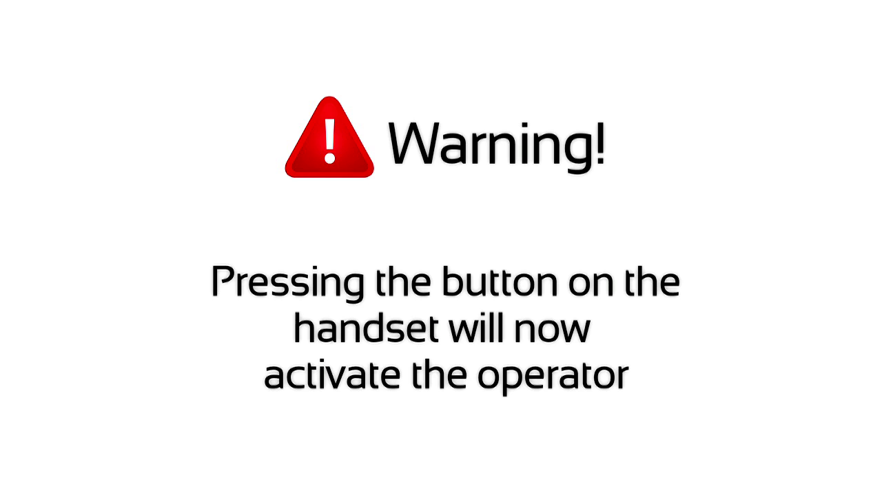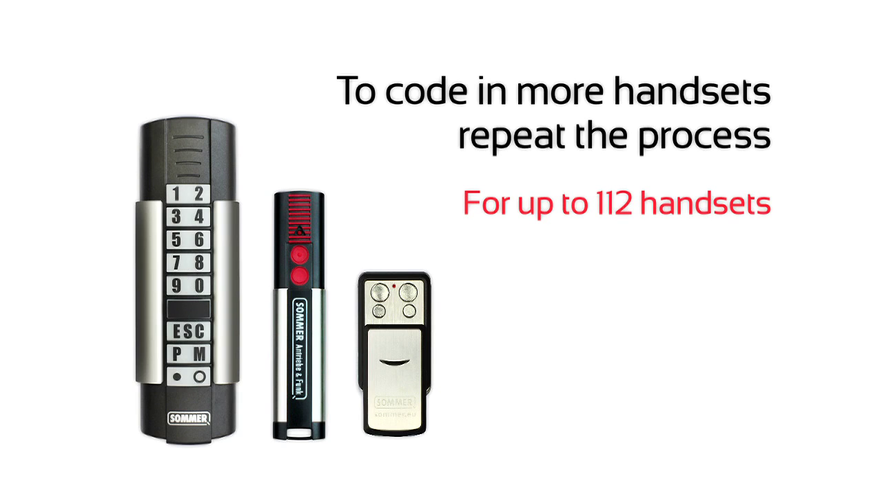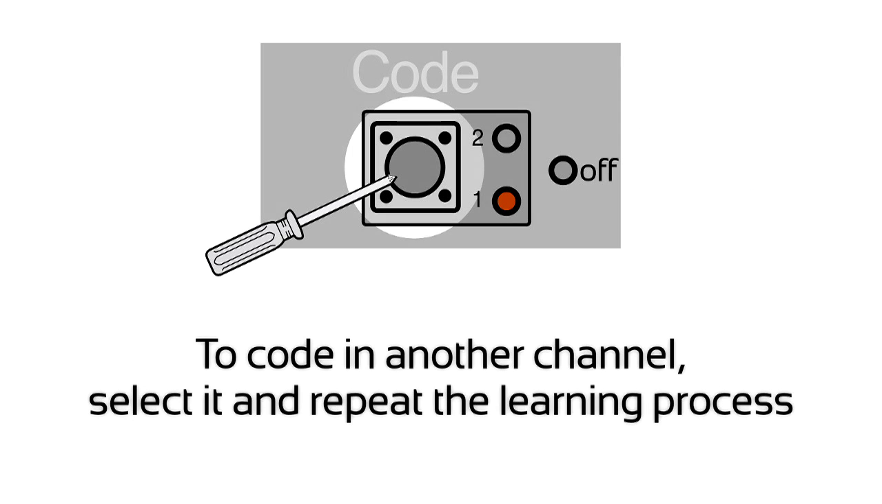Pressing the button on the handset will now activate the operator. To code in more handsets, repeat the process. To code in another channel, select it and repeat the learning process.